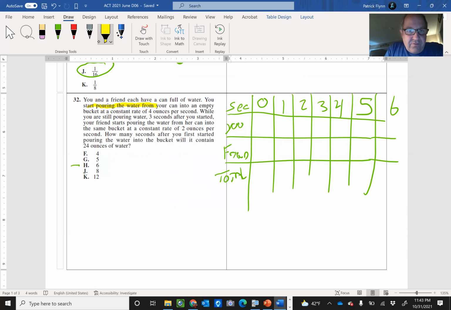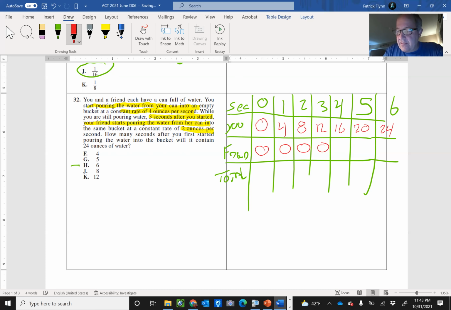you start pouring water from your can at a rate of 4 ounces per second. So times zero, nothing. But you're going to be putting four in every time. So it's like 4, 8, 12, 16, 20, 24, and so on. Now, your friend starts at 3 seconds after, and they're only doing 2 ounces per second. So your friend is not doing anything, and then 2, 4, 6.